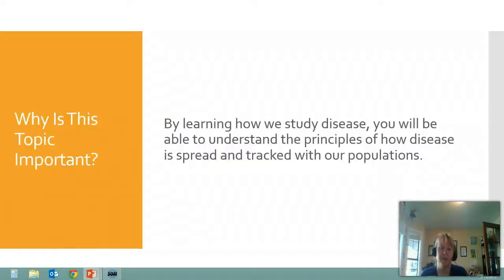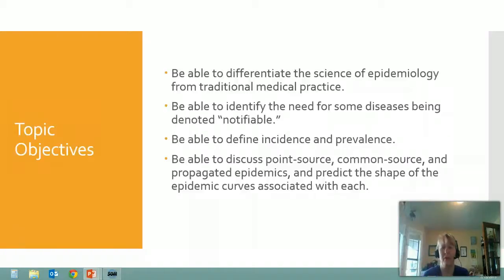So why is this topic important? As healthcare professionals, it's really important that you understand how we track and understand how disease spreads. And this is exactly what epidemiology does. They are the disease detectives of the world. And this happens at a local, state, national, and even global scale.